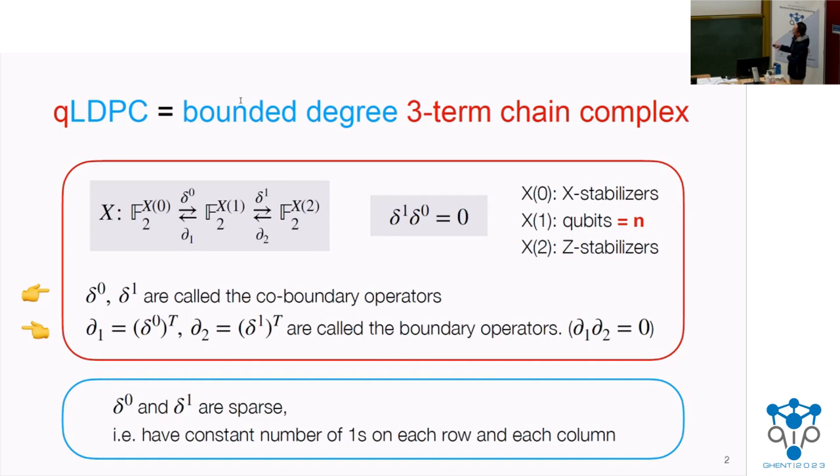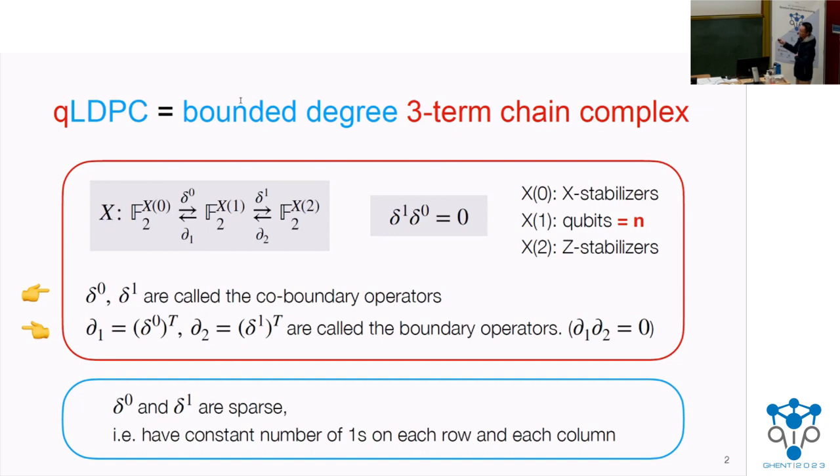These delta maps are called the coboundary operators, and if we take the transpose, these partials are called the boundary operators, and they also compose to 0. Later on, we'll just use this mathematical notion, but for now I just want to say one thing about how it's connected to quantum.